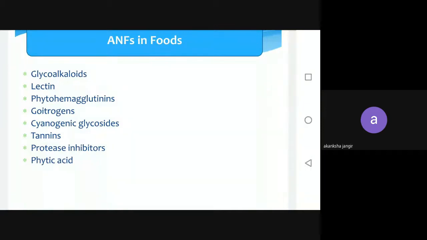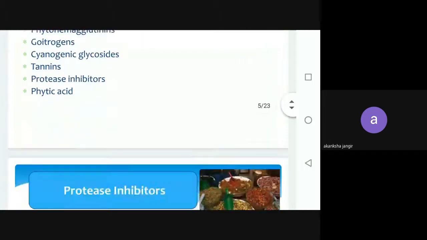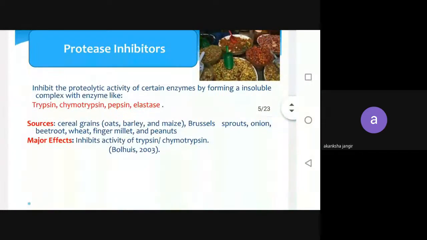So what are the anti-nutritional factors present in food? They are glycoalkaloids, lectins, phytohemagglutinin, goitrogens, cyanogenic glycosides, tannins, protease inhibitors, and phytic acid. So what are protease inhibitors? What are proteases?